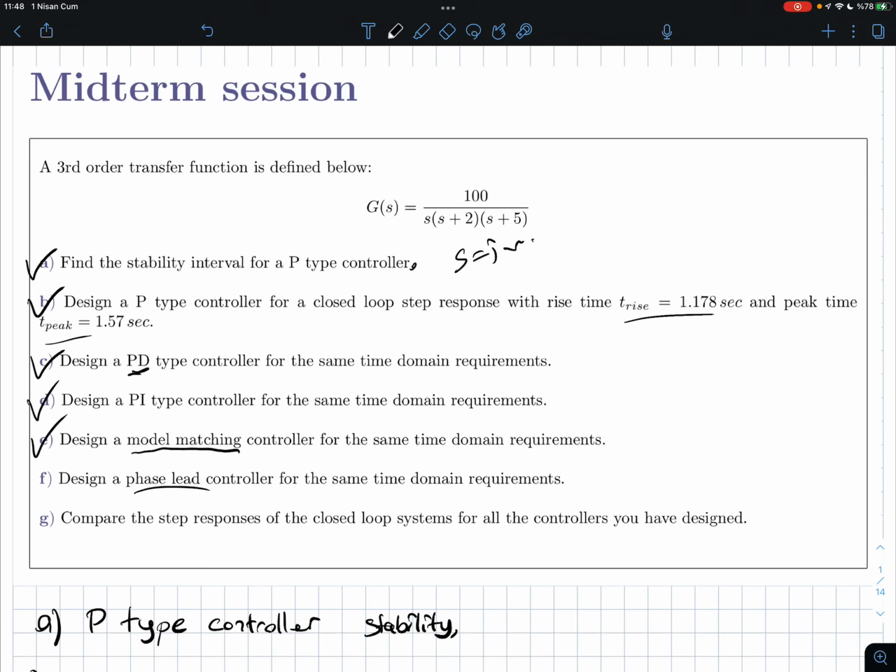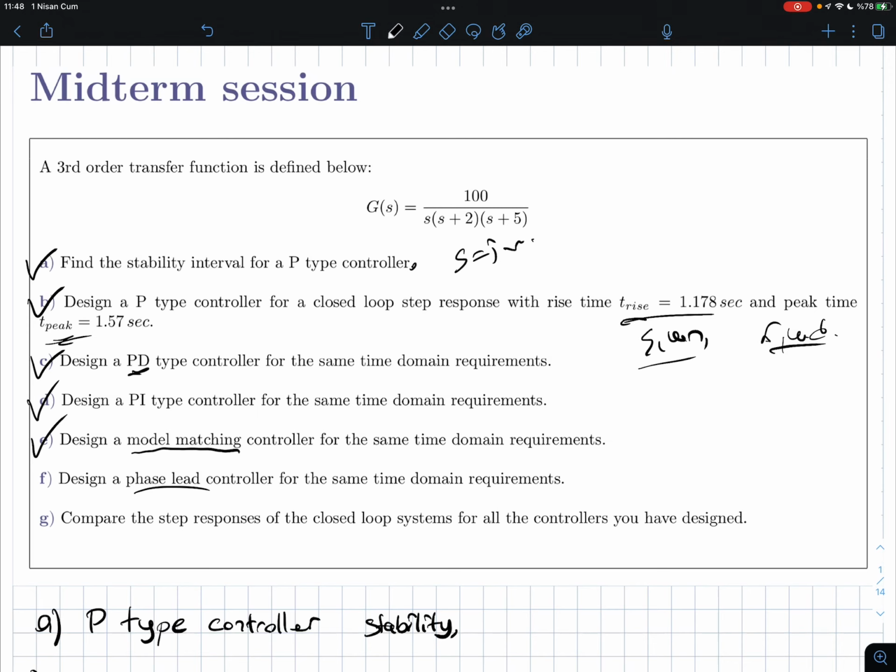The requirements were a little bit different than the ones in the laboratory, and the reason behind that was that we wanted to introduce you to the rise time and peak time. If you don't know what they are, we have shown you them. So it is possible to use any two transient parameters to come up with zeta and omega n values, or sigma and omega d values. These are polar coordinates, these are Cartesian coordinates.